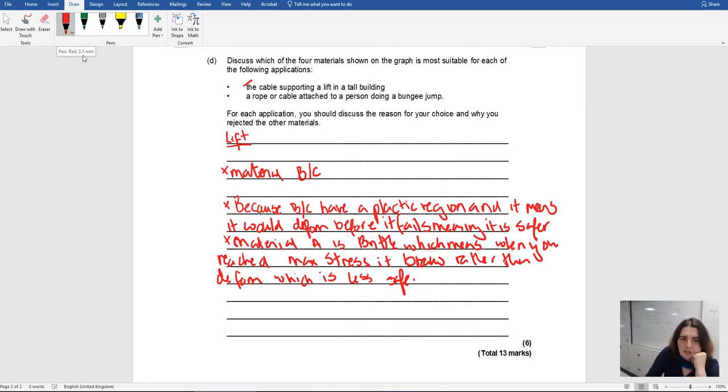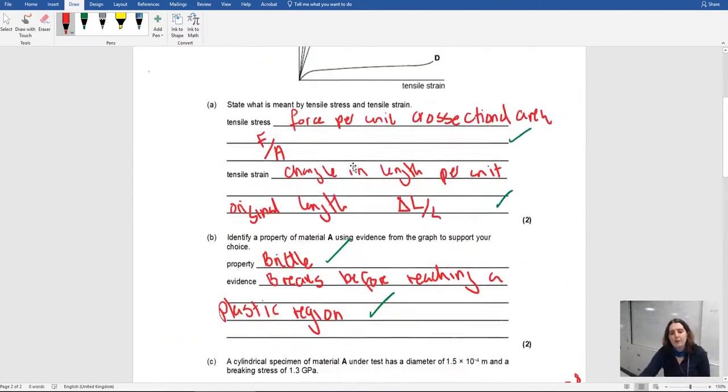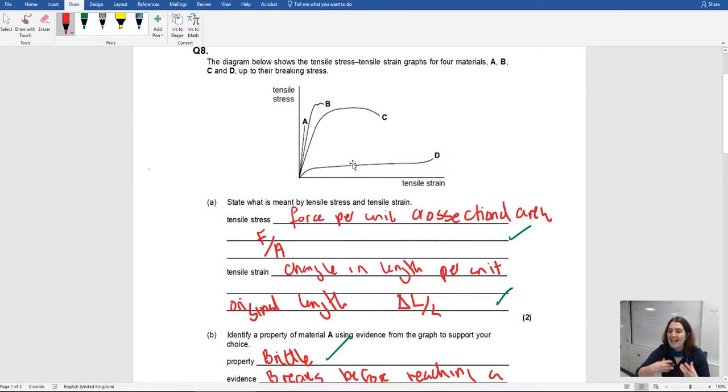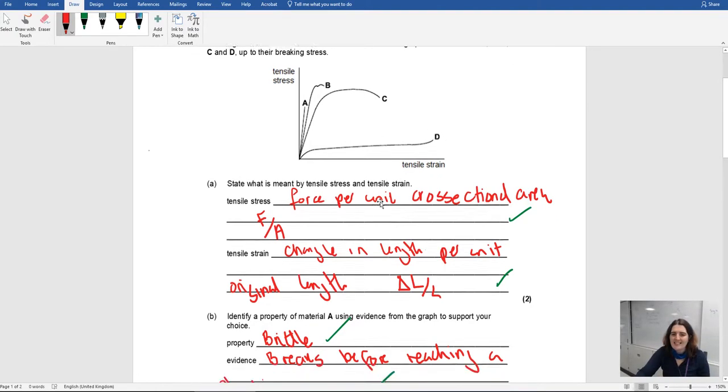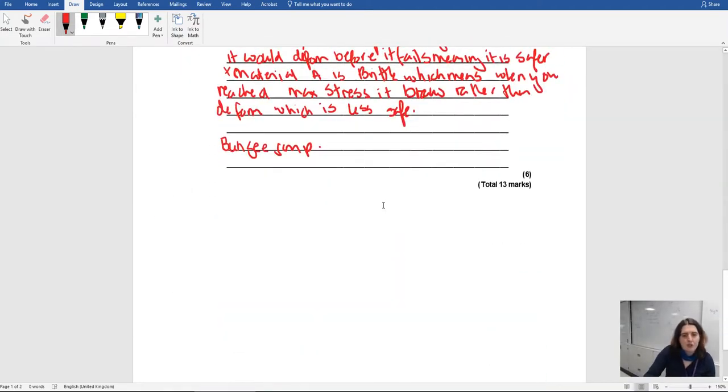The next thing you need to do is the rope attached to a bungee jump. So this is another section. So bungee jump. So I've done 3 bullet points. For that, I'm going to choose a material which is very elastic, so basically stretches under very low loads. And that material, of course, is going to be material D. So the material is material D.